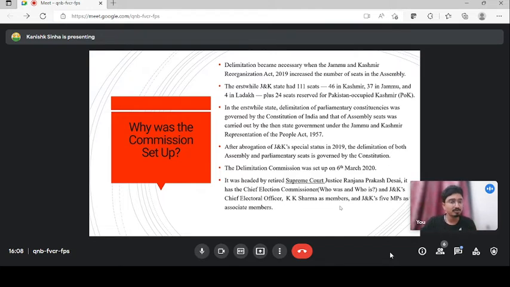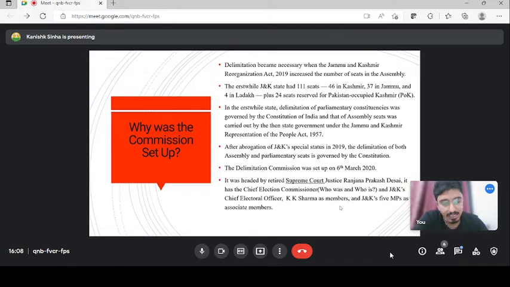Now you have to remember what was the previous division of the seats and what is the present division of the seats. Before 2019 and before this Delimitation Commission submitted its report, the Jammu Kashmir state had 111 seats, in which 46 were in Kashmir, 37 in Jammu and 4 in Ladakh, plus 24 seats in Pakistan occupied Kashmir. There no elections are held. It is kept as it is after all the incidents of POK. No elections are done in those areas. Only for the 46 in Kashmir, 37 in Jammu and 4 in Ladakh, elections are held. This is before the Delimitation Commission submitted its report.